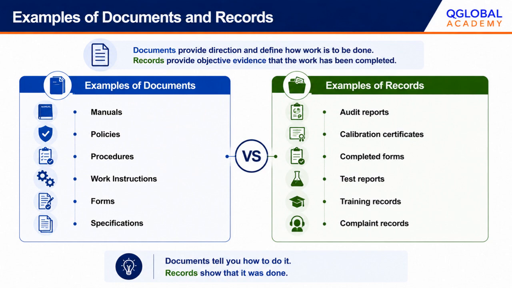Now let's look at records. Audit reports provide evidence of audit activities and findings. Calibration certificates confirm that measuring equipment has been calibrated. Completed forms record information collected during operations. Test reports document the results of inspections or laboratory testing. Training records demonstrate employee competency and completed training. Complaint records capture customer feedback and the actions taken to resolve issues. Together, documents guide work, while records provide evidence that the work has been completed.